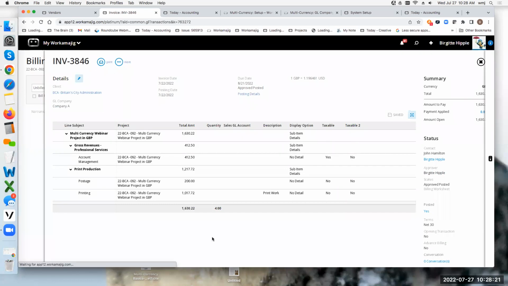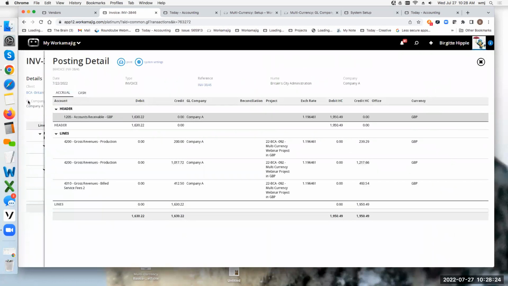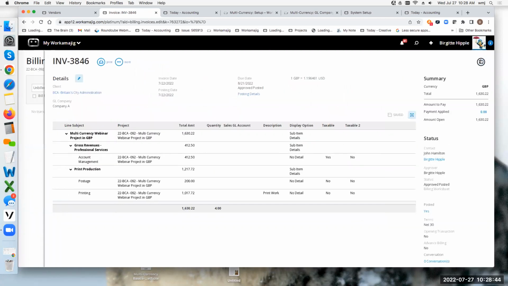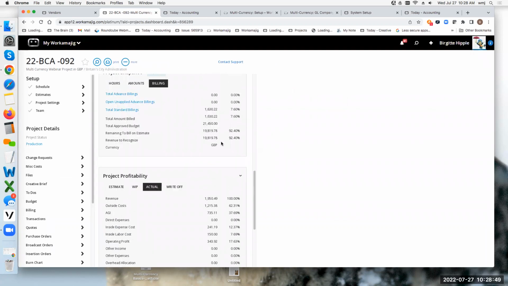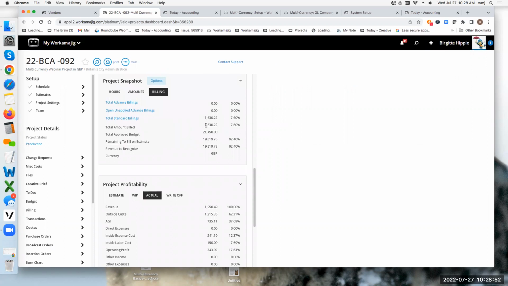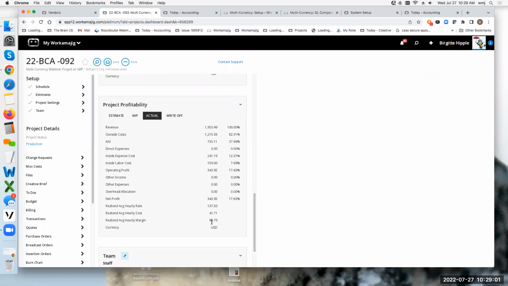once again, in those posting details, I see very similar things. I've got the client side, that would be GBP, because the client is being billed in GBP. Here's the amounts going to my various income accounts. Here's my home currency values, okay, based on this currency rate. All right. Once again, when I look at the project and I look at project financials, up here I see what was billed to the client in GBP, but in project profitability, I actually see the revenue based on home currency.